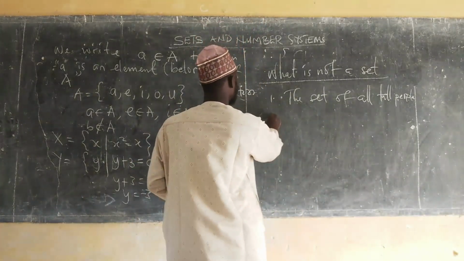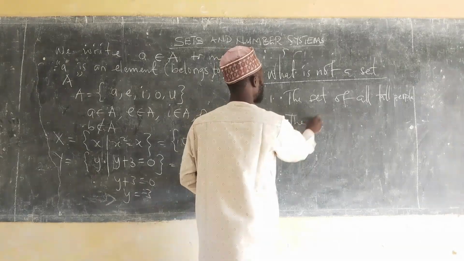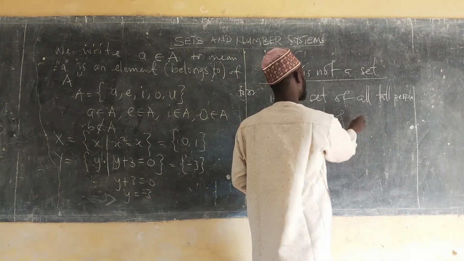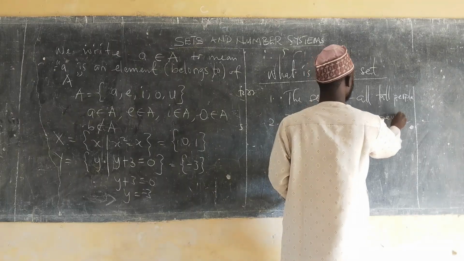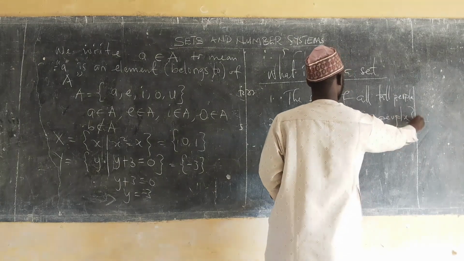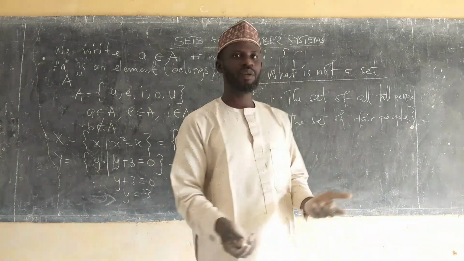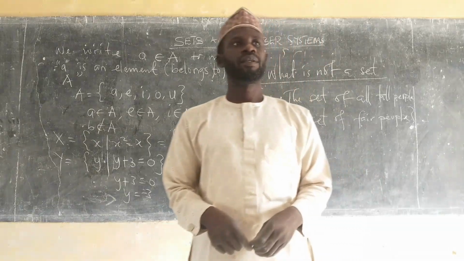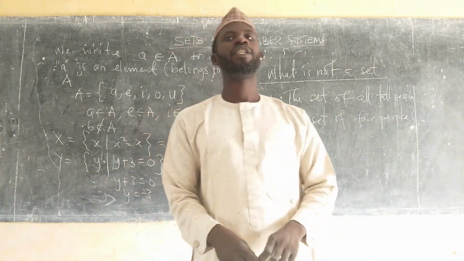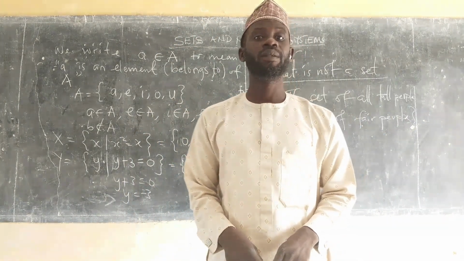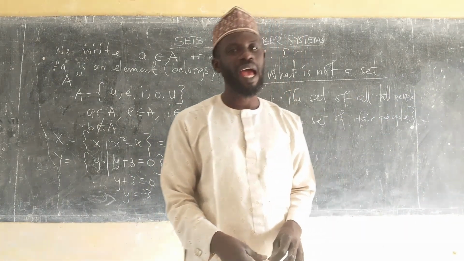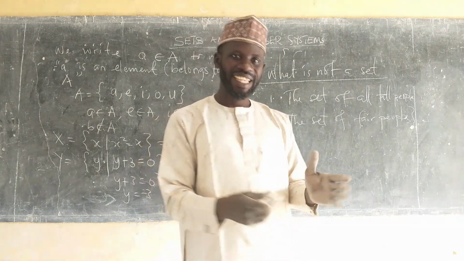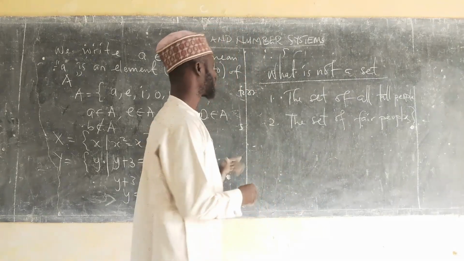Another example, the set of fair people. Fair, being white or black, complexion. You say, look at this. Somebody says, this is chocolate color. And somebody says, no, this is black. Somebody says, this person is fair. So these are not sets.